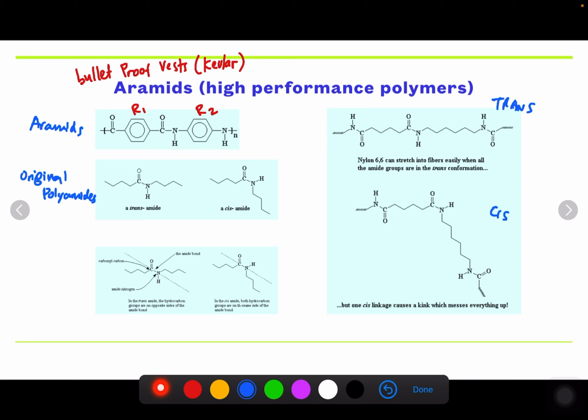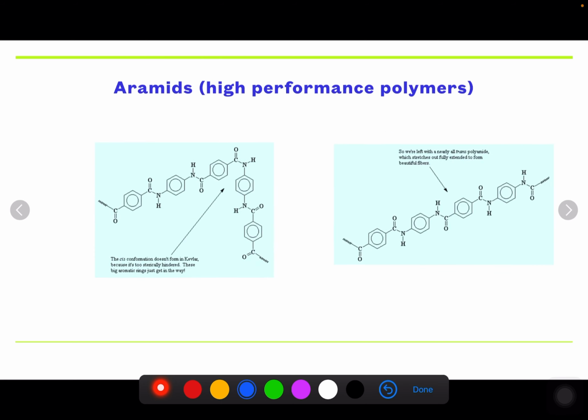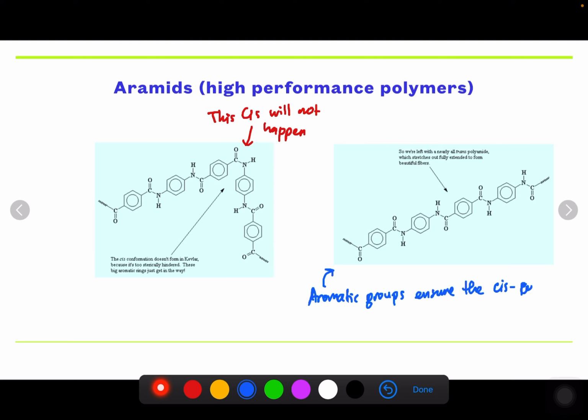Now, to overcome this problem, in the aramids, we exchange with the aromatics. So the R, we exchange with aromatics. These positions, because of these aromatic groups, will not happen. This cis will not happen because the aromatic is too big. It's a really big molecule. So the aromatic groups make sure that the chain is always in trans position. Okay. So aromatic groups ensure the trans position, not the cis position conformation.